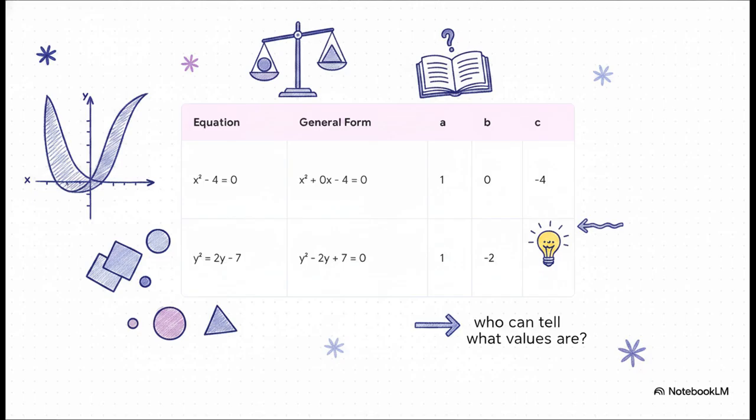Simple, right? Now observe the second equation, y squared equals 2y minus 7. Wait, this is not properly arranged.